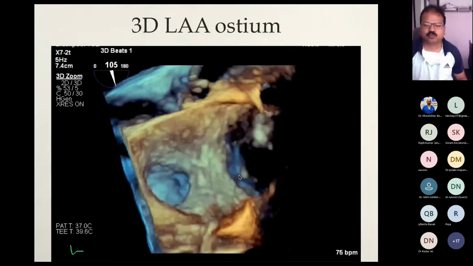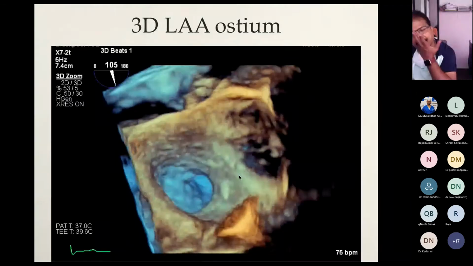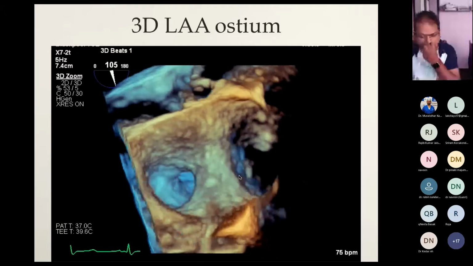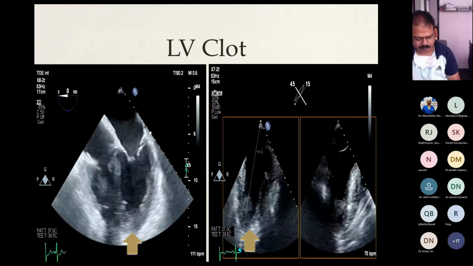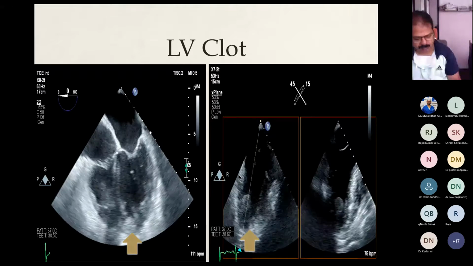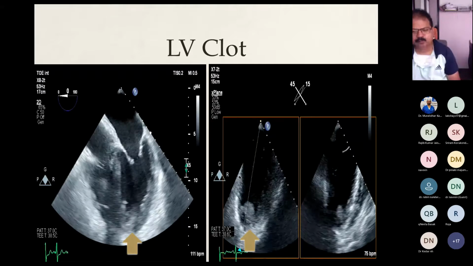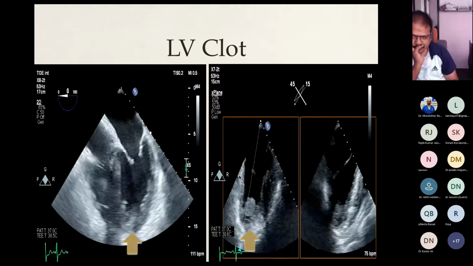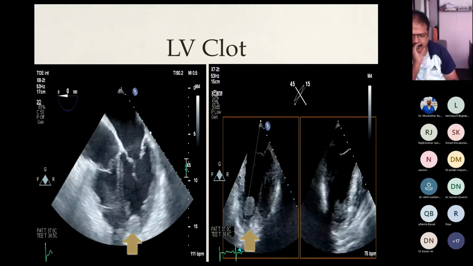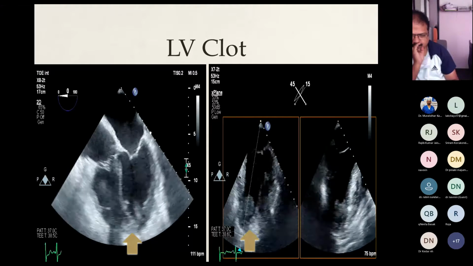And that's why it's very essential that you image the left atrial appendage ostium clearly to rule out any clot in the LA ostium, which is the most common place for clot formation. Also, you can see some clot in the LV, and in these cases also, it's not an absolute contraindication for LVAD. The surgeon can still go ahead with the LVAD, but the clot has to be removed.